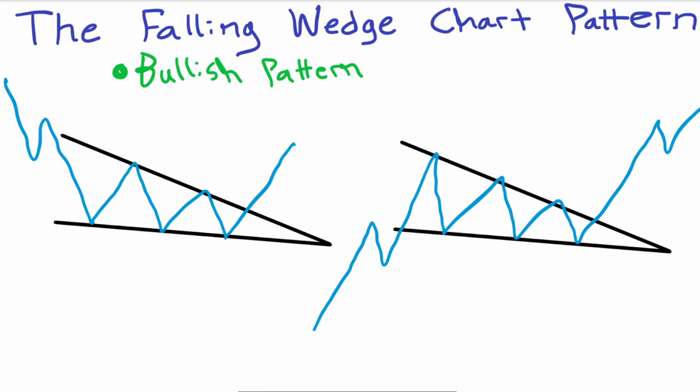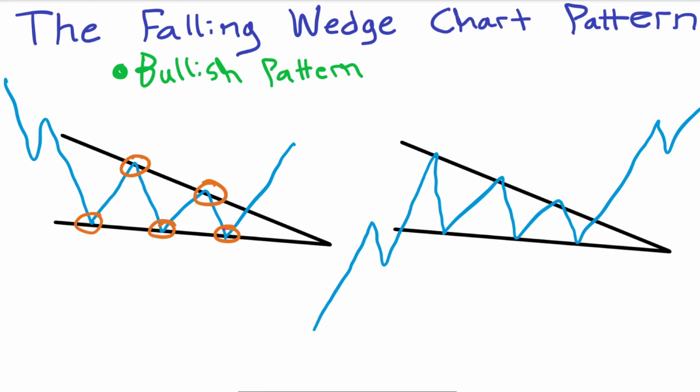And the actual pattern basically consists of consecutive lower highs. So we have one high, lower high, and at the same time we're printing consecutive lower lows. So one low, lower low, lower low. But the key thing about this pattern is that if you take a look at the lows, you can see that the sort of downsloping support line is not as steep as the downsloping resistance line. So this is basically what defines the pattern.